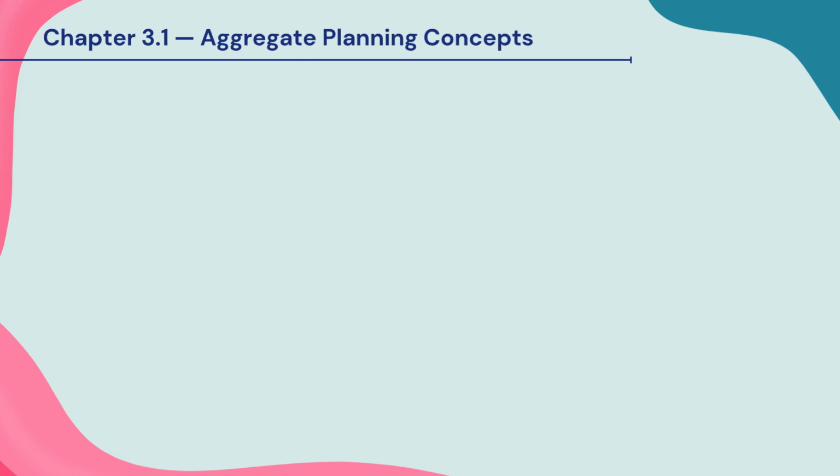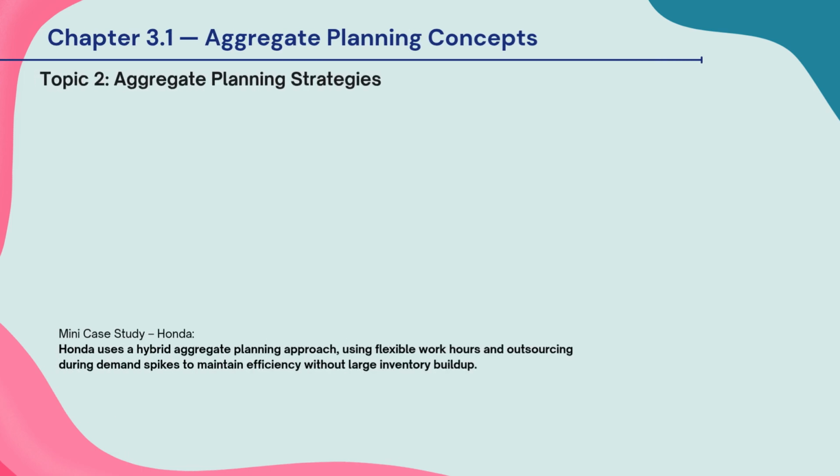workers. This slide covers the three main aggregate planning strategies: chase, level, and hybrid. Chase strategy matches production to demand each period. It keeps inventory low but causes frequent hiring and layoffs. Level strategy keeps output steady and uses inventory to handle demand changes. It offers a stable workforce but increases inventory cost.